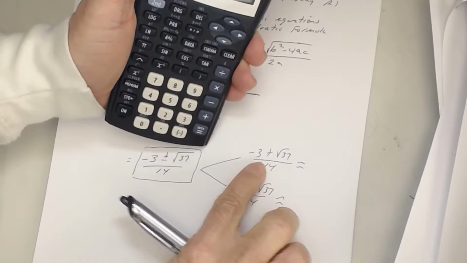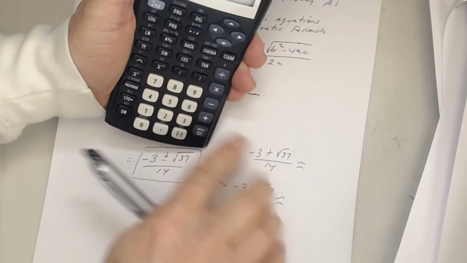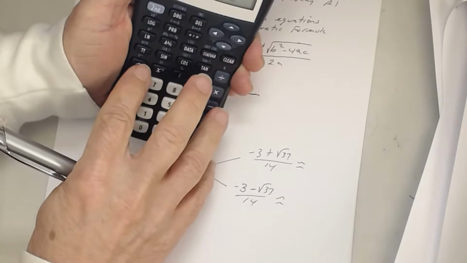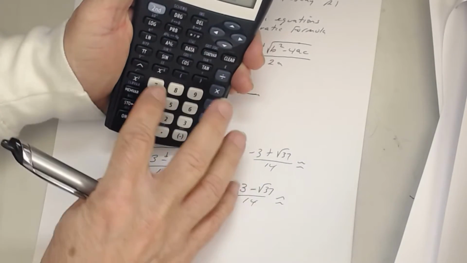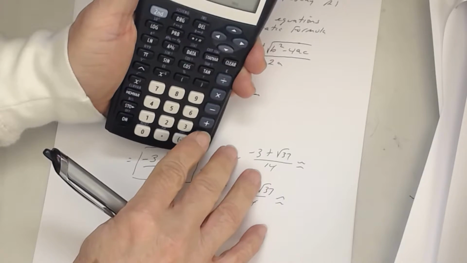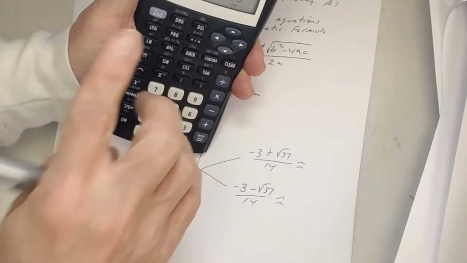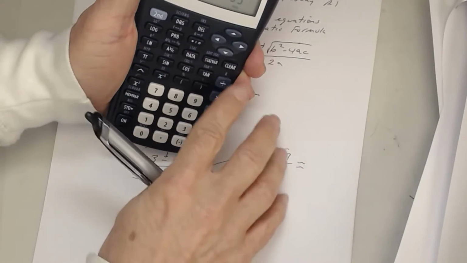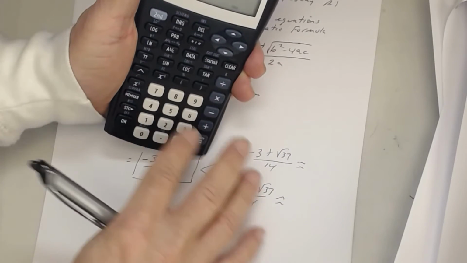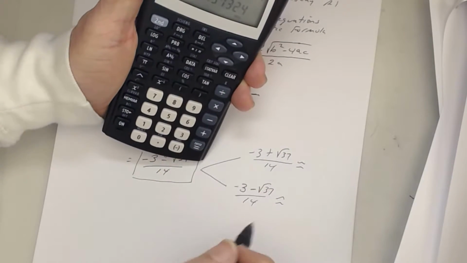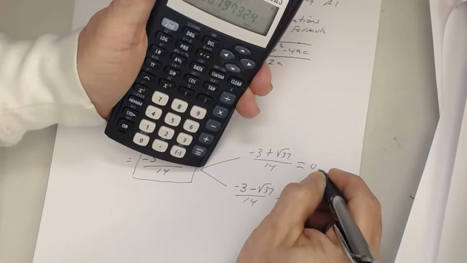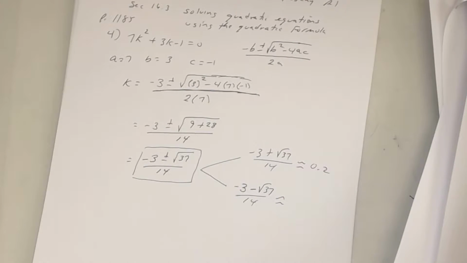On your calculator, you say this: negative 3 plus the square root of 37, and then press enter. So that's your numerator. Now we've got to divide by what? 14, and to the nearest tenth, it's what, 0.2? So next semester you learn that happens to be your x-intercepts. My x-intercept is approximately 0.2.